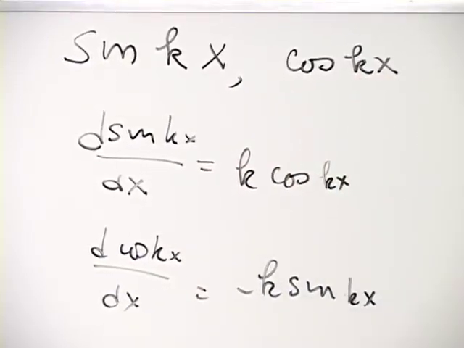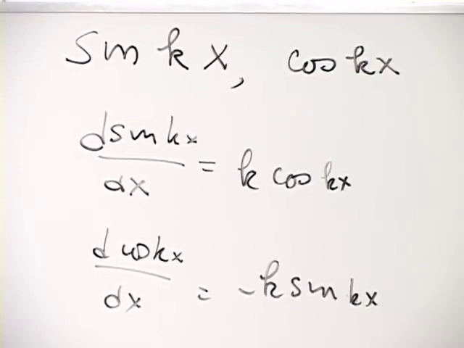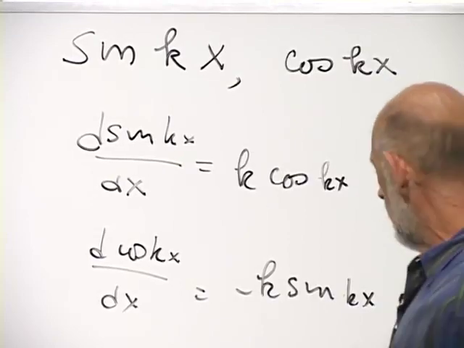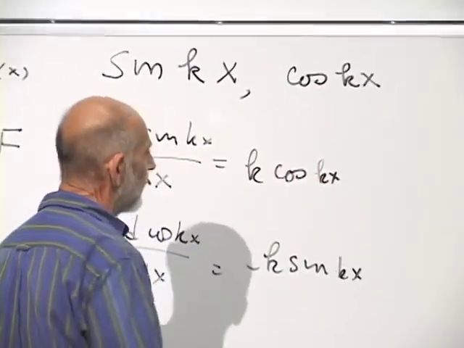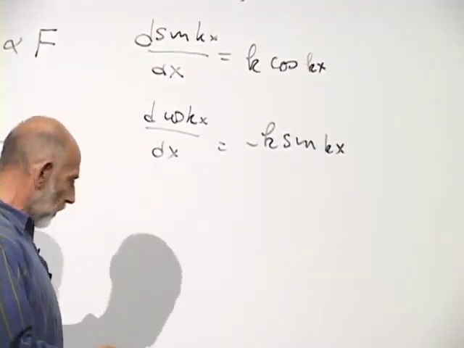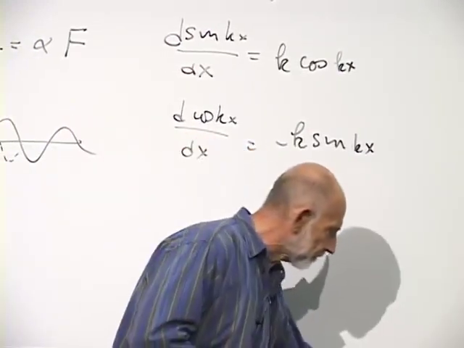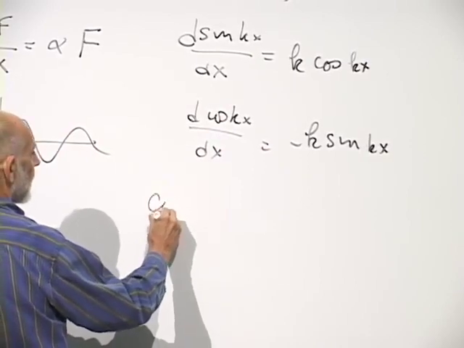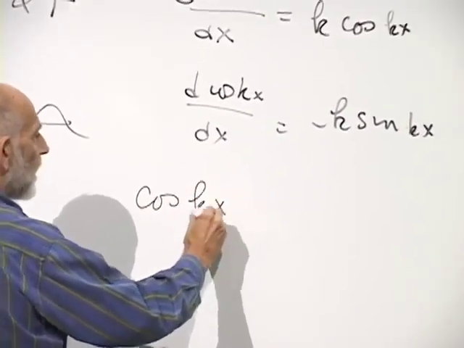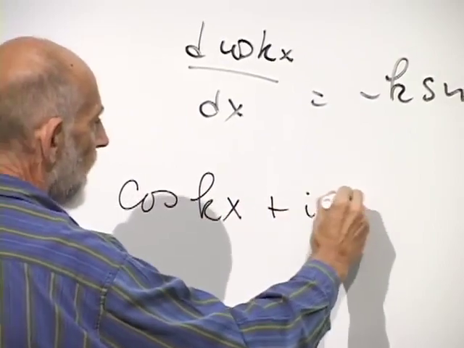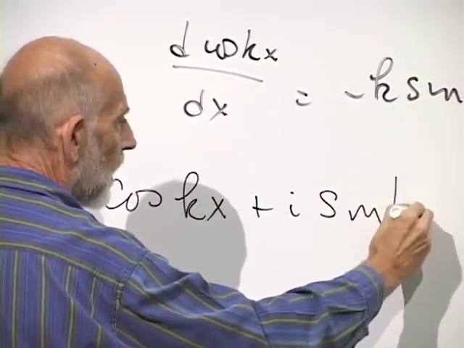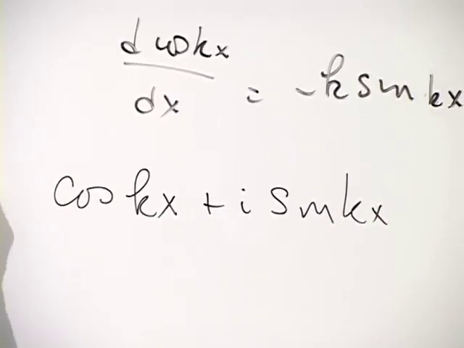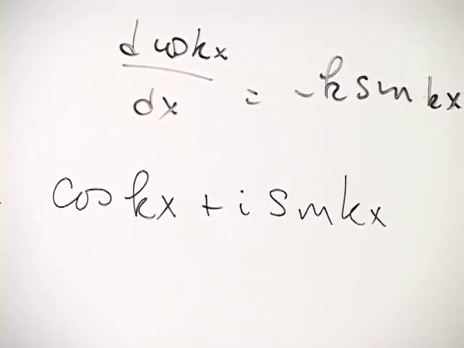All right, so out of these two, you can now build an exponential, but it's an exponential of an imaginary thing, so let's just do it once and be done with it. If you take the combination cosine kx plus i sine kx, i being the square root of minus 1, and you differentiate it with respect to x, what do you get?